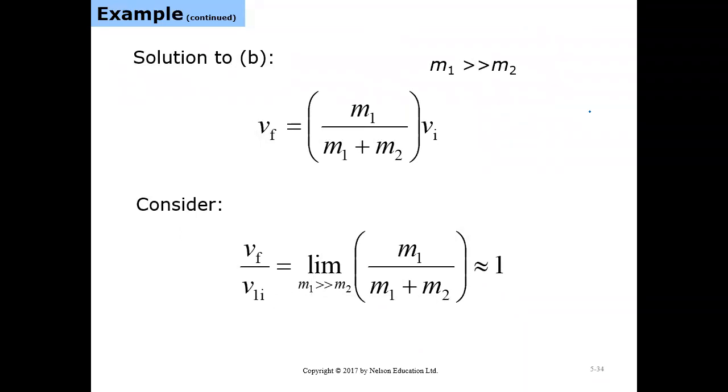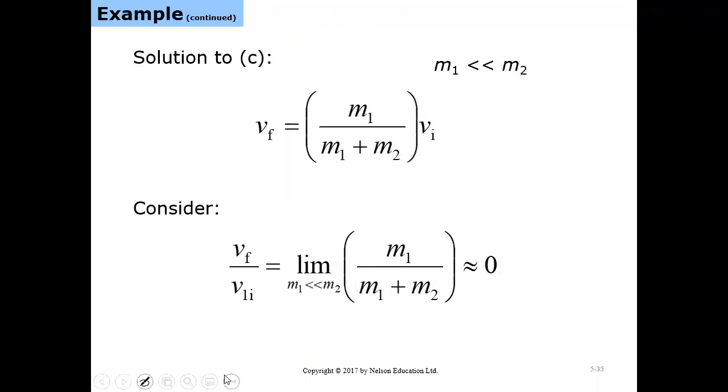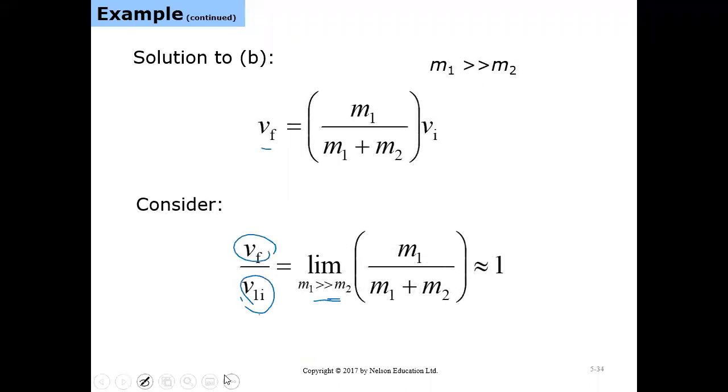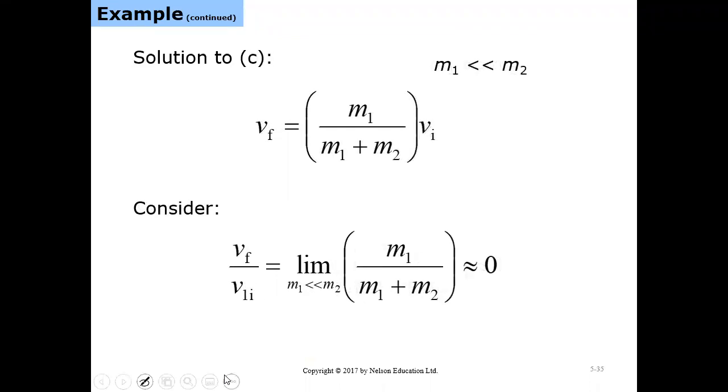So here he's showing it. In the limit when M1 is much greater than M2, the ratio Vf over V1I is 1. That means Vf is almost equal to V1I because the ratio is 1. You can ignore this limit part. Just say if M2 can be ignored, that means M1 divided by M1, so that is 1. It is the same thing in terms of limit.